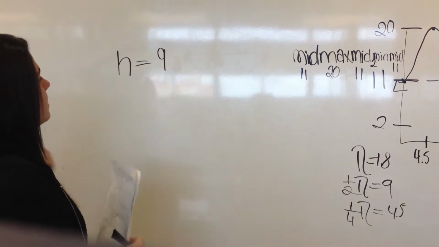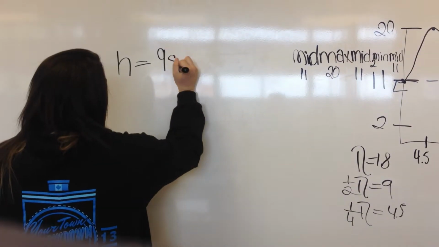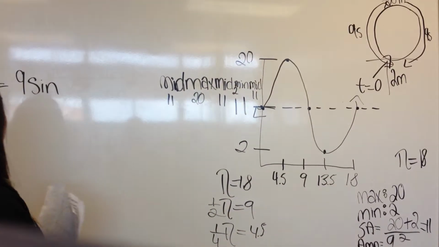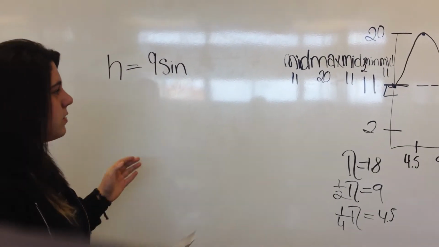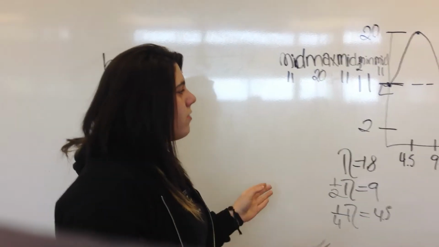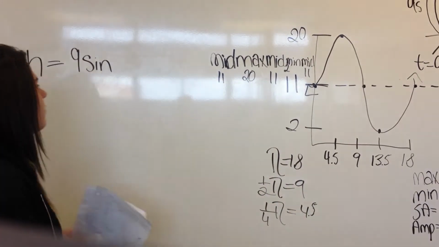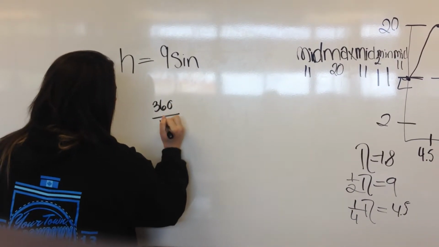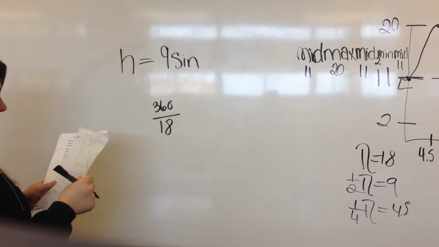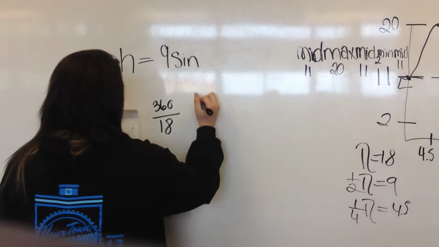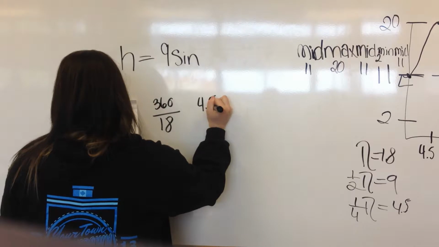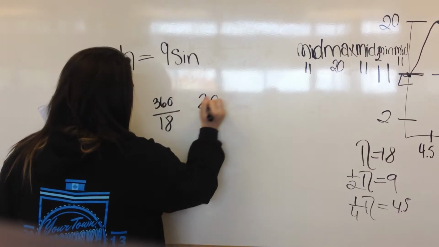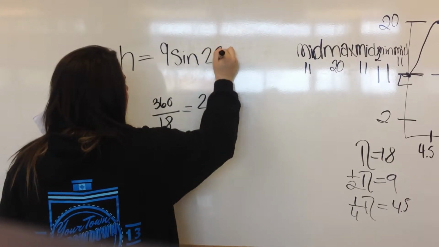And then we're going to have our sine, because this is clearly a sine graph, because it starts at the middle. And then we have to put our period. Now we know that our lambda is 18. So in order to find the period, we have to divide 360 by 18. And that gives us 4.5. Just kidding, that gives us 20. So we're going to put 20 here.